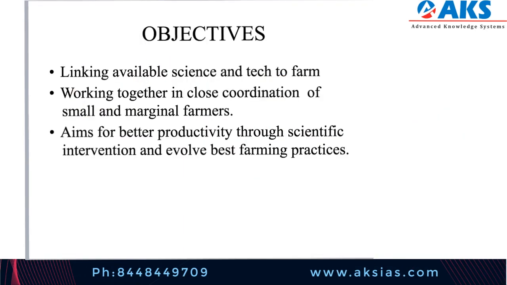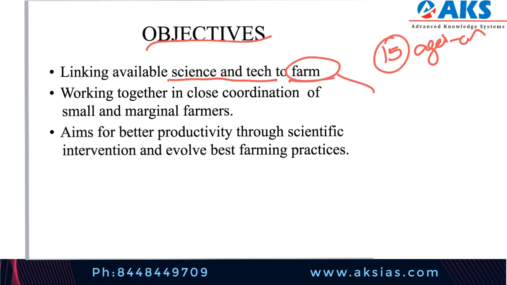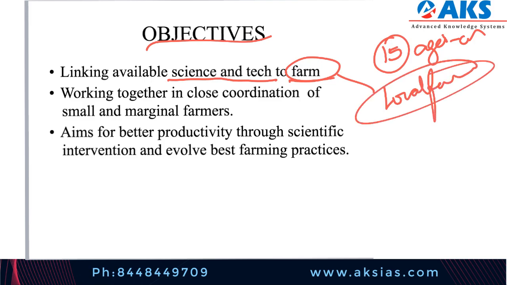Let us understand the objectives of the scheme. See, first is Biotech Kisan is implemented in 15 agri-climatic zones of India, and the main objective is linking available science and technology to farms by first understanding the problems of the local farmers and providing solutions to them.